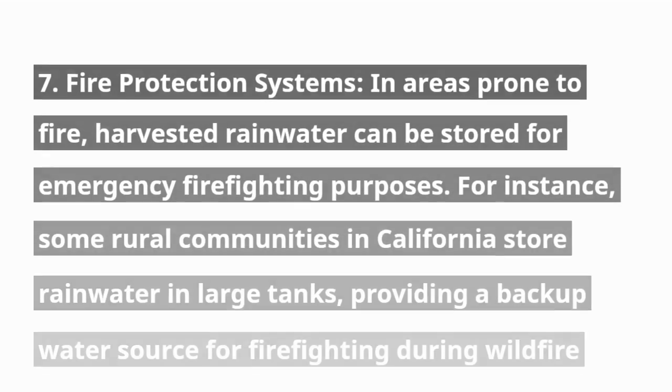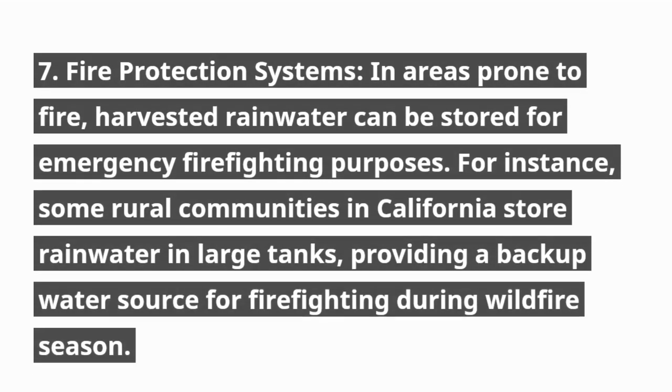7. Fire protection systems. In areas prone to fire, harvested rainwater can be stored for emergency firefighting purposes. For instance, some rural communities in California store rainwater in large tanks, providing a backup water source for firefighting during wildfire season.